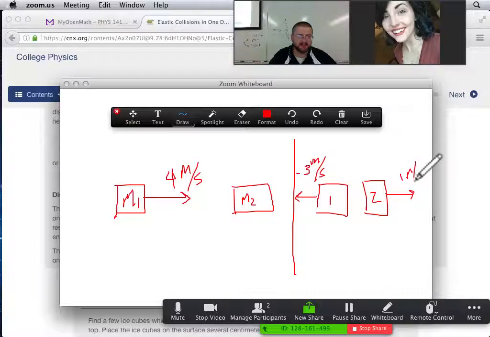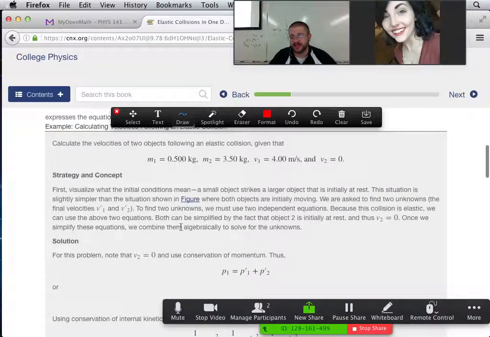And we can understand that. That makes sense. This block comes in here and hits this one and pushes it forward a little bit and gets bounced back a lot. That tells us that mass 2 must be much bigger than mass 1, and when we go back here and check that, it is. It's 7 times bigger. So we would expect a velocity that's quite a bit smaller with mass 2.